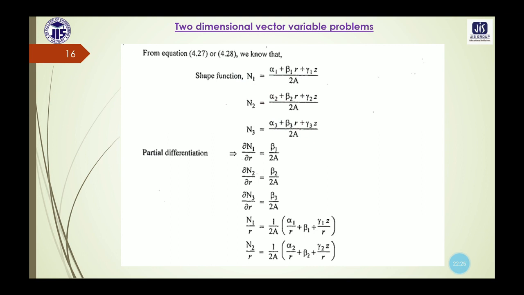Now if we perform the partial differentiation, then we get del n1 del r equals beta 1 by twice a. Then del n2 del r equals beta 2 by twice a. Then del n3 by del r equals beta 3 by twice a. So n1 by r is now 1 by twice a times alpha 1 by r plus beta 1 plus gamma 1 z by r. And n2 by r equals 1 by twice a times alpha 2 by r plus beta 2 plus gamma 2 z by r.